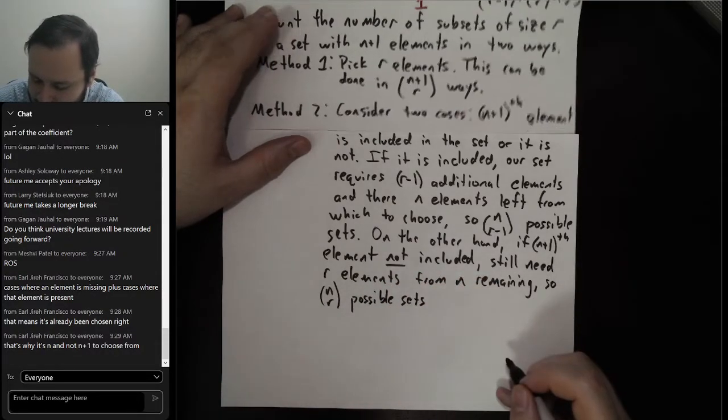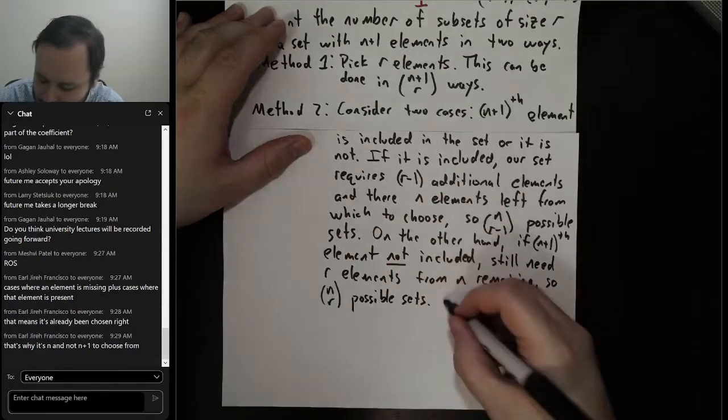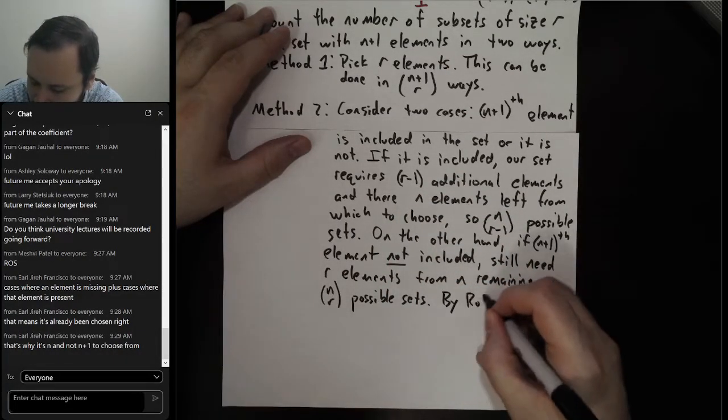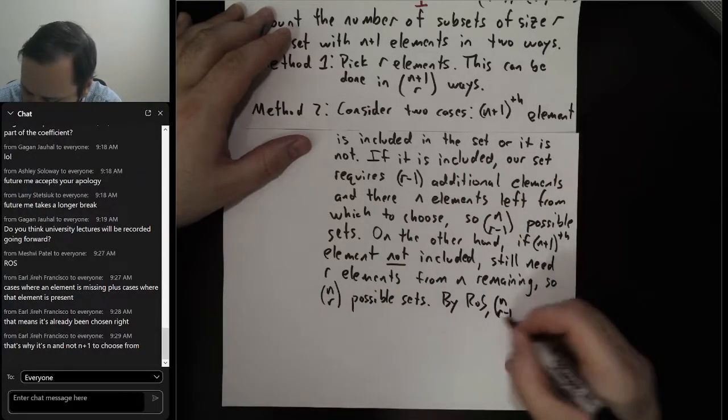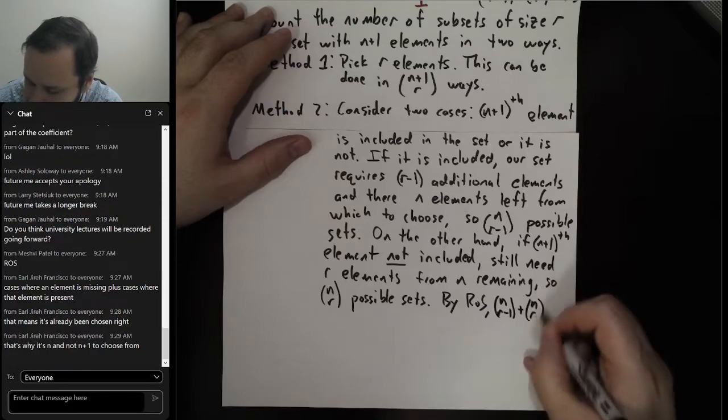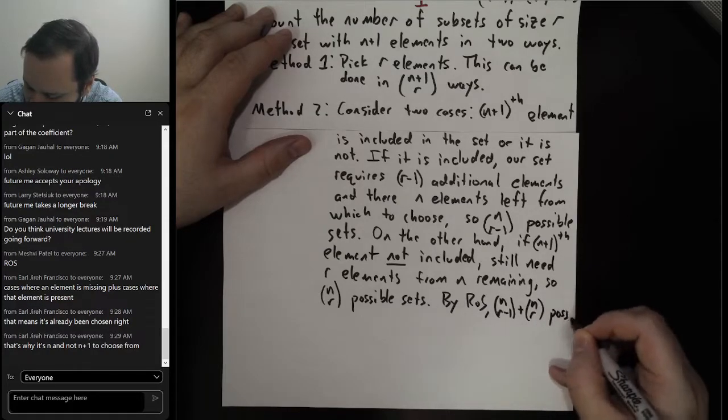And now we do the thing that we said we would have to do by the rule of sum. These are our two separate cases. There are n choose r minus 1 plus n choose r possible sets.